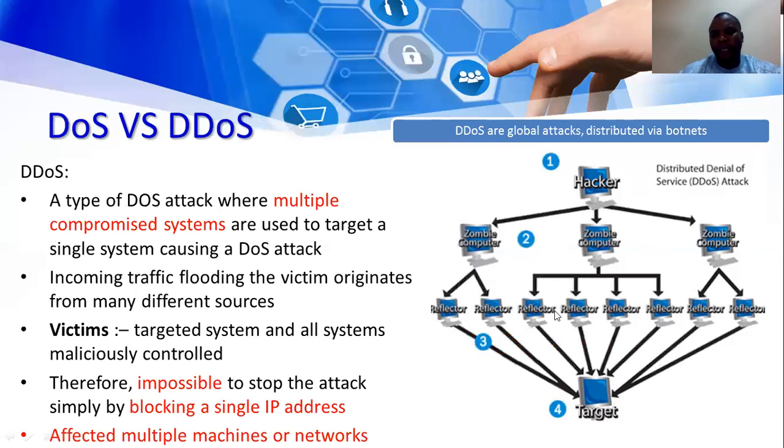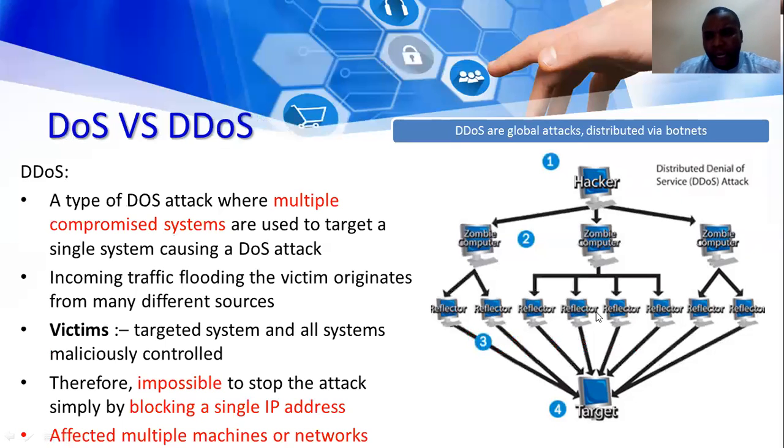Okay, as you can see, these are reflectors, and these reflectors serve a command that is coming from the zombie to the network. So if you try to block the IP address of, say, this system, you are deceiving yourself, because this kind of attack is not only coming from this reflector, it is also coming from other reflectors, even from different networks. So this makes it difficult to simply or easily block the DDoS attack.